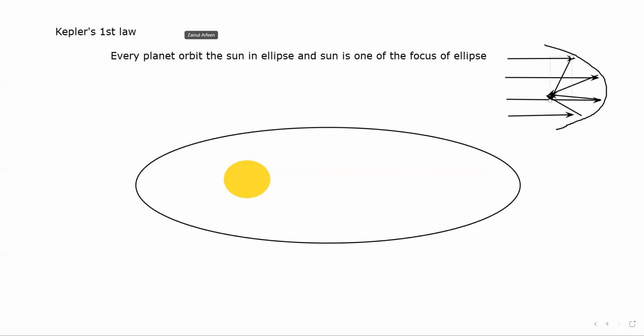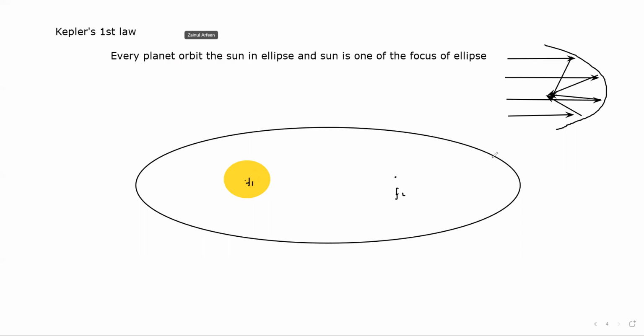Same thing, according to Kepler's first law, this ellipse will have two foci. One of the foci will be the Sun. When it is here, the Sun is the focus, and the other way around, this will be F2. But one of the foci is the Sun. That is Kepler's first law.